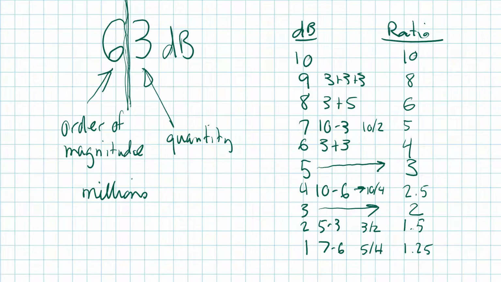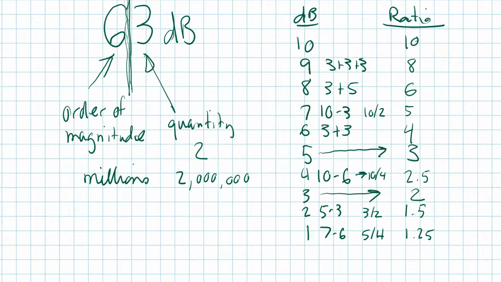So a little bit different distribution of values going from dB, building that table, to go from dB to ratio. But now that we have that table, we can look back at our original problem. We have millions and 3 dB worth of them. That gives us a quantity of 2 in an order of magnitude of millions, or 2 million, to convert that number.